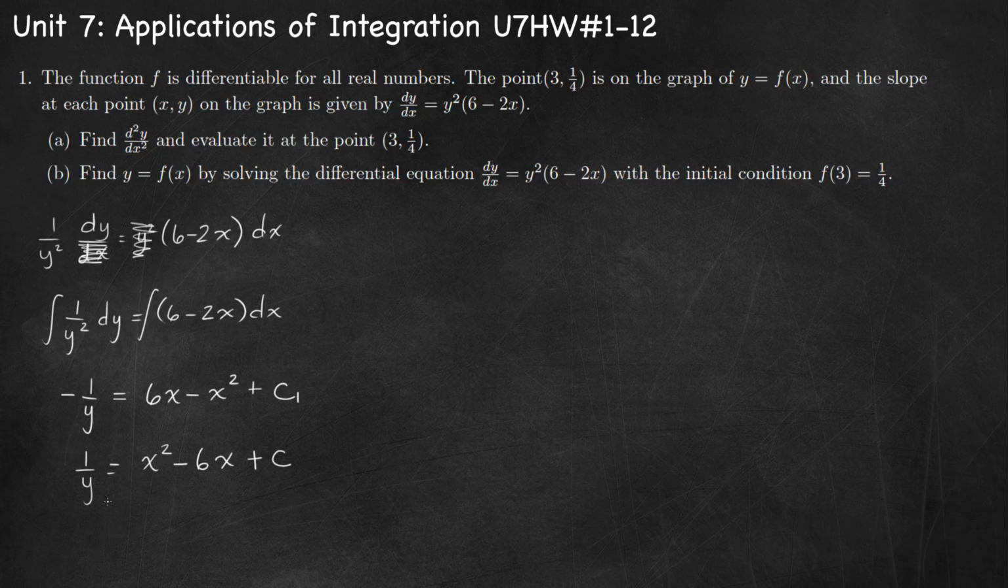And now I'm going to take the reciprocal of both sides so that I have this function solved for y. So the reciprocal on the left is just y. The reciprocal on the right is 1 over x squared minus 6x plus c. So this is my general solution.